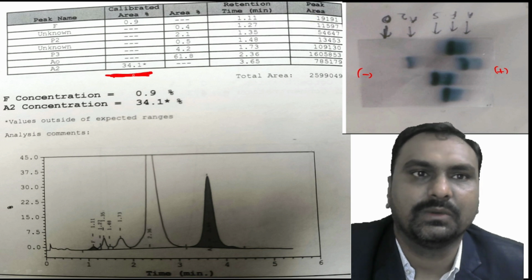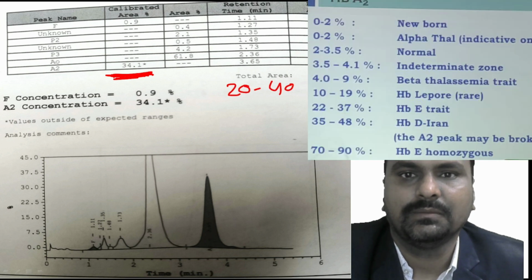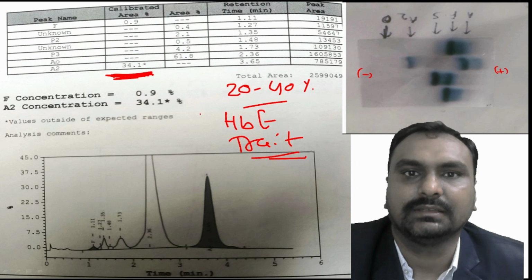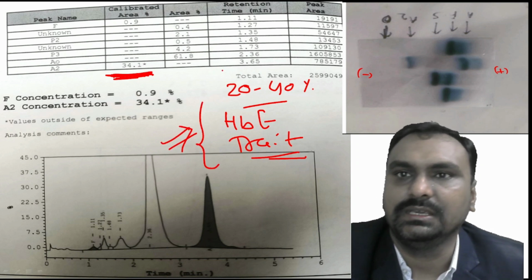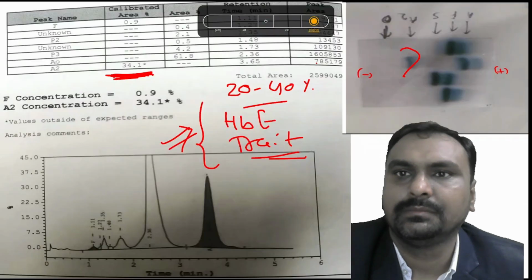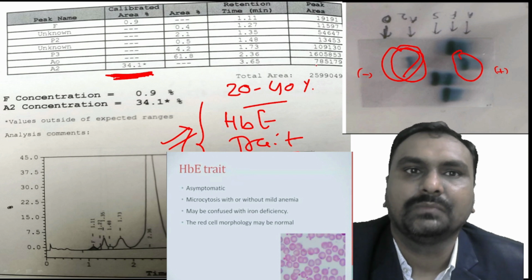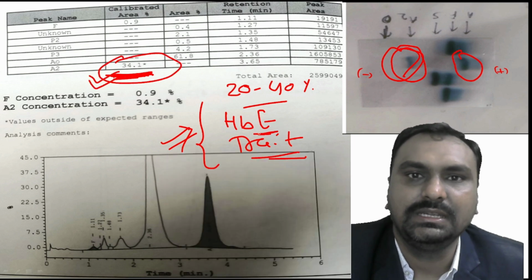Here is another chromatograph. You can see the HbA2 level is 34%, so it is between 20 to 40%. So it is HbE trait. As such, it is asymptomatic, or mild anemia can be seen in case of HbE. You can see in electrophoresis a band at the A2 region, which is similar to A. The concentration is around 34%, so that is the HbE trait.